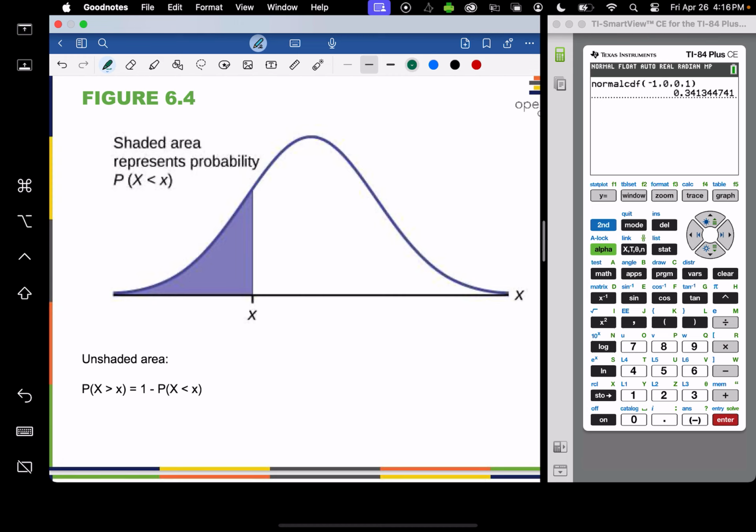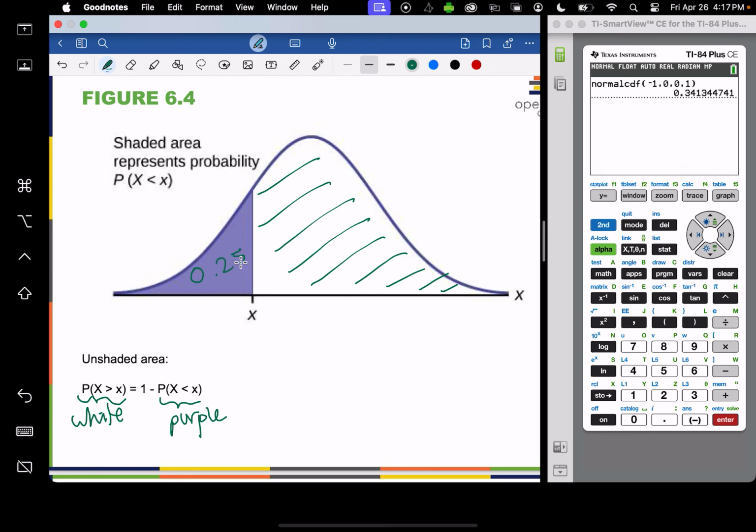And I think we've touched on this as well. The probability that x is bigger than this specific x, like if I was trying to find the white area, it would be 1 minus the purple area. And by white area, I mean this white area, not the other part of it. Yeah, so they add up to 100%. So if you've got like 0.25 over here, then you automatically know that 1 minus 0.25 is going to be 0.75 over here.